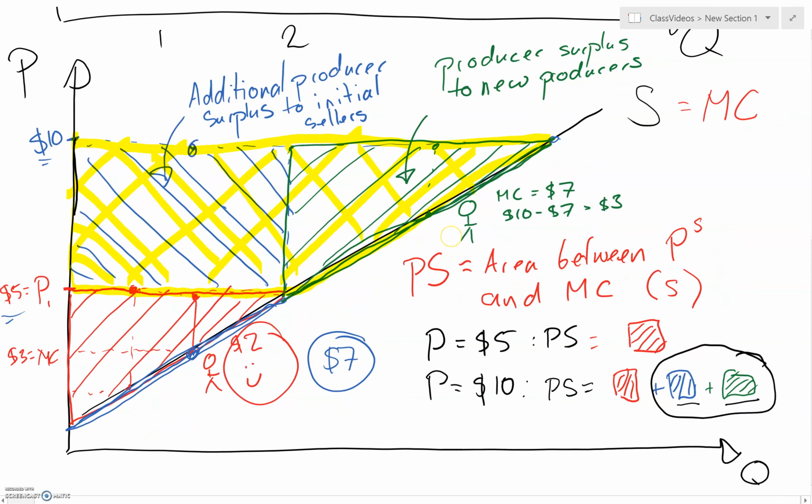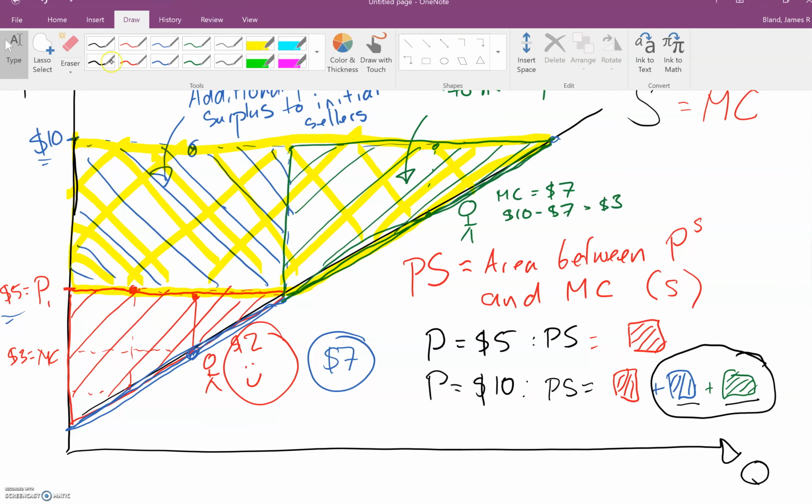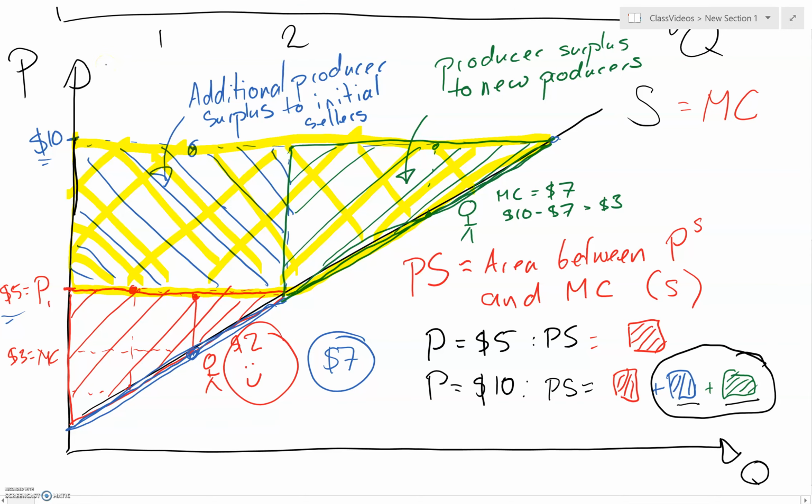So I think this is about where I want to leave things for producer surplus. In our next video, we're going to put this together with consumer surplus and work out how much benefit everyone gets from participating in the market. So basically, we're going to add up producer surplus and consumer surplus.